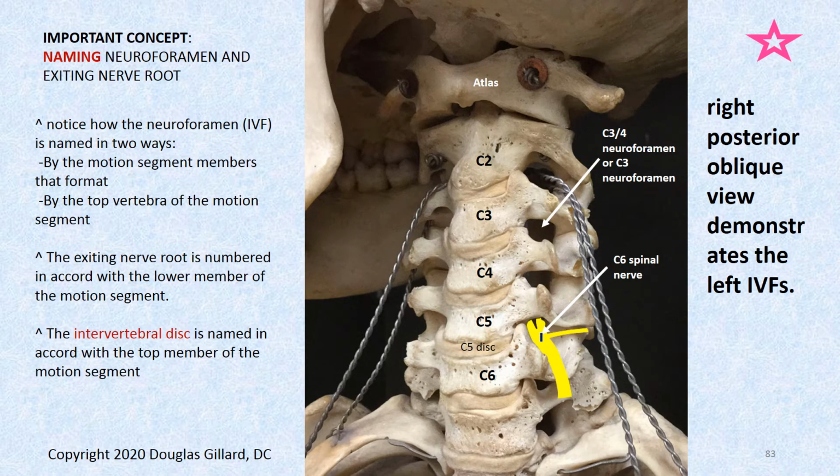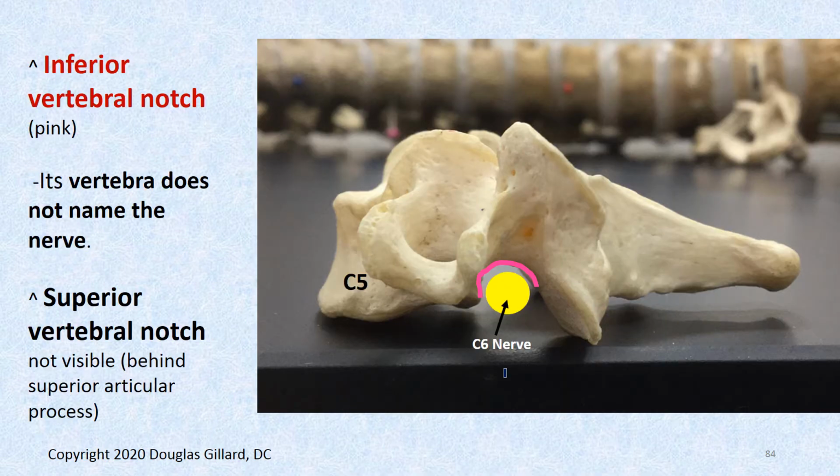Just another example. How would you name this one? Quick, what is it? Well, it's the C5-C6 motion segment. It's the C5/6 neural foramen or intervertebral foramen, or the C5 neural foramen. And is the nerve C5? No, C6. It always gets the name. Remember, if we're talking about the C5-C6 motion segment, the disc gets the name of the superior member, the C5, but the nerve that's exiting gets the C6. Got it? I think we covered that pretty well.